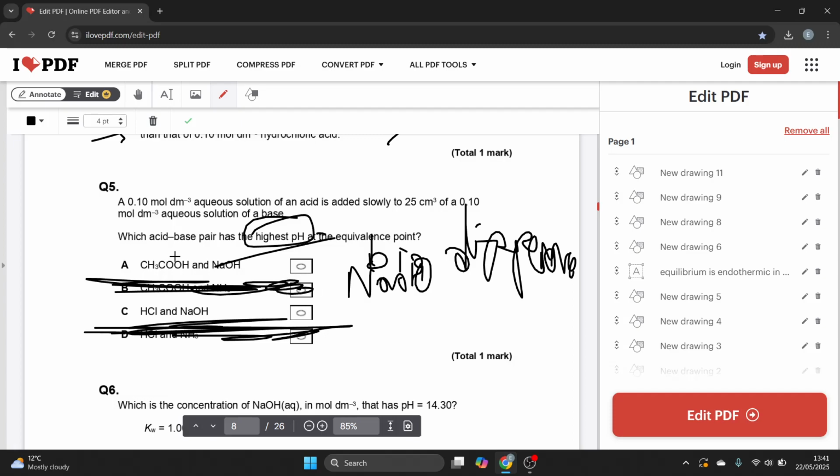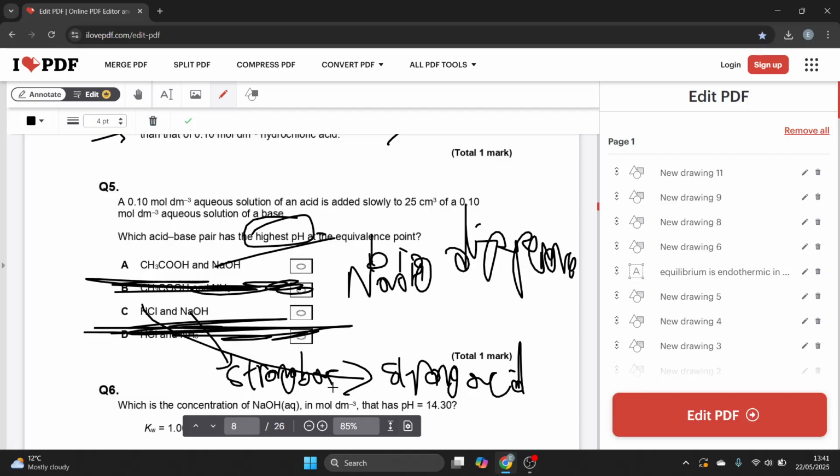Because what I want is either a really strong acid and a weak base, or a really weak acid and a strong base. The thing about this one is I've got hydrochloric acid, which is a strong acid, but I've also got sodium hydroxide, which is a strong base. So it's not going to give me the highest pH at the equivalence point. Therefore, it must be A. The reason it's A is because ethanoic acid is a weak acid and sodium hydroxide is a strong base.